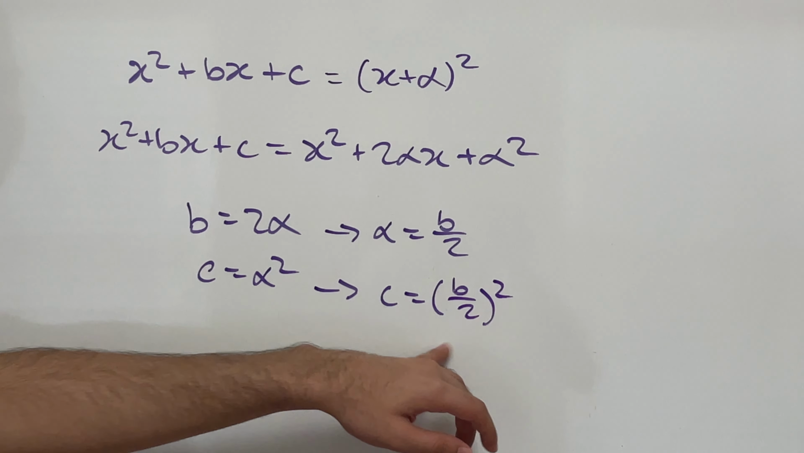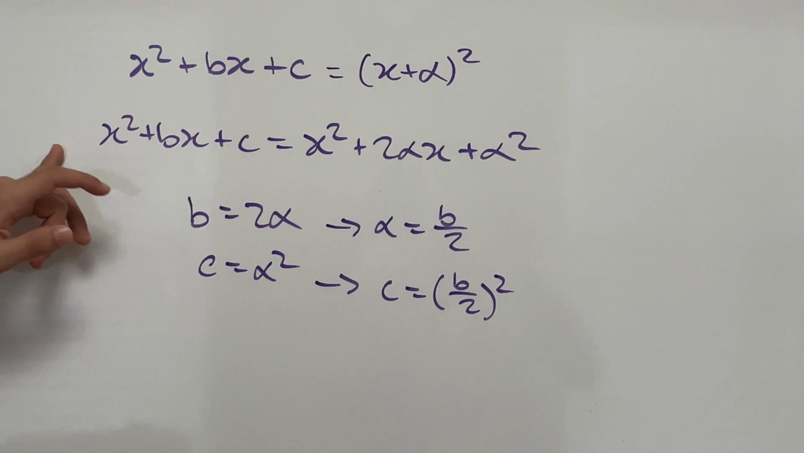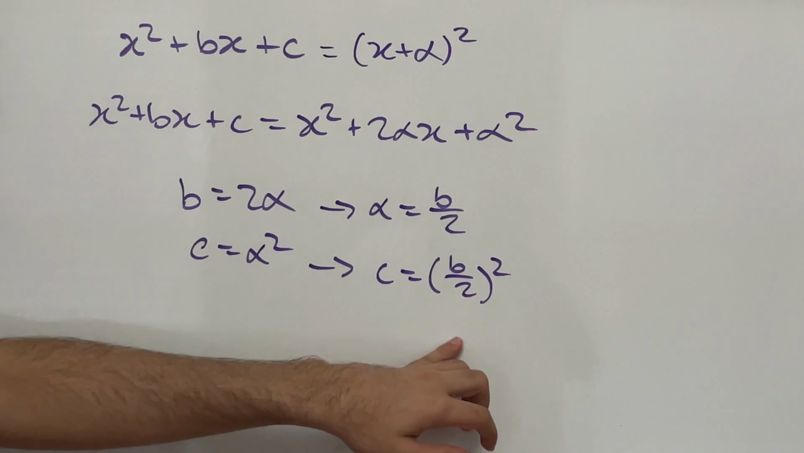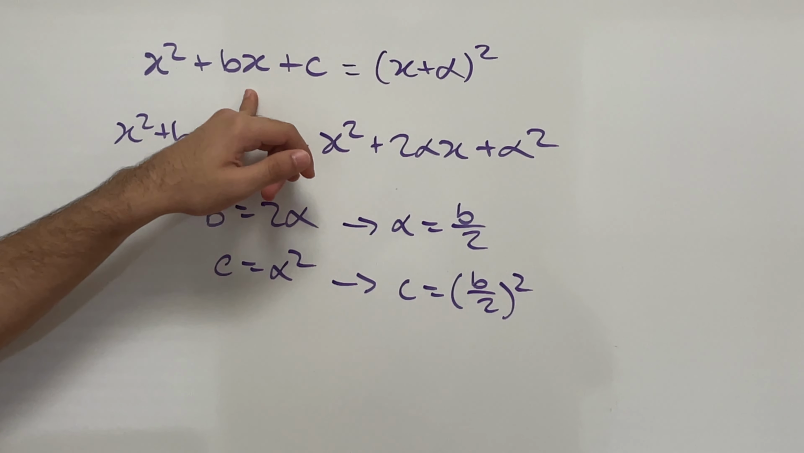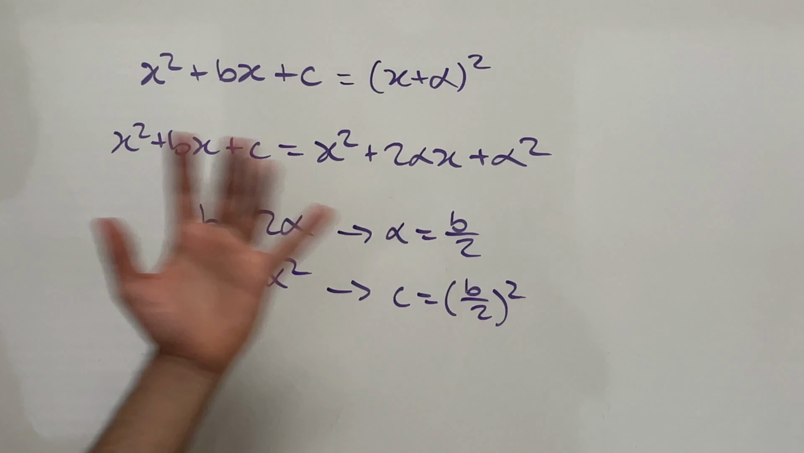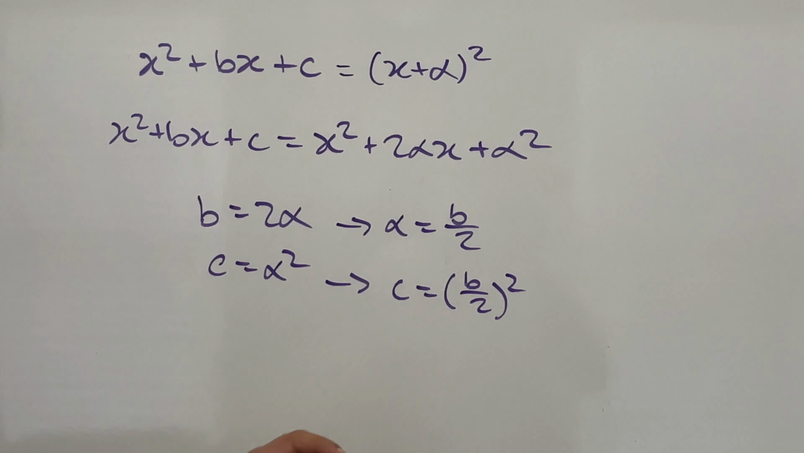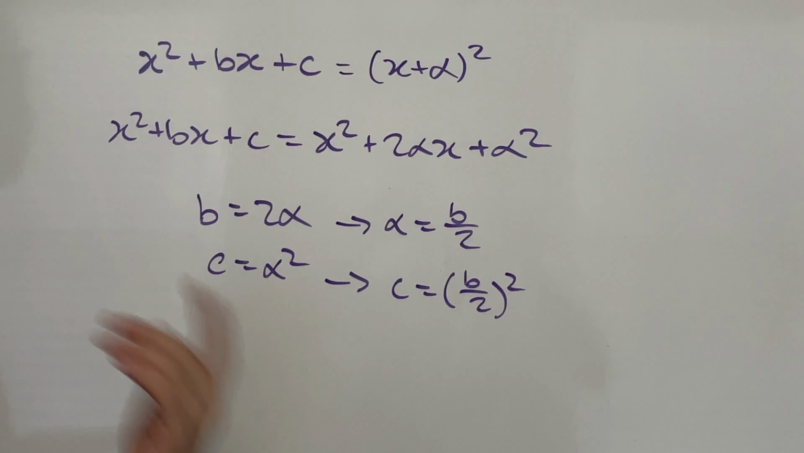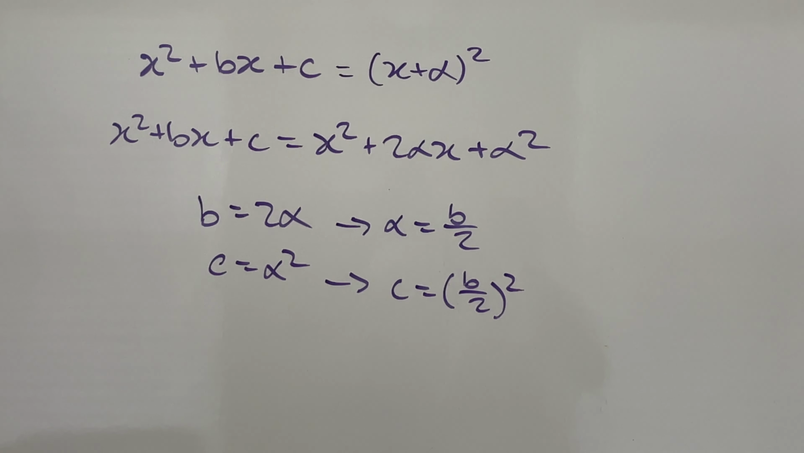Alright, so this is big, right? So since this is true, these two equations are true, which means that if x squared plus bx plus c is a perfect square, then c has to be equal to b over 2 squared, right? There is no other way. So this is why we added b over 2 squared, not 2b over 17 to the 15th power.